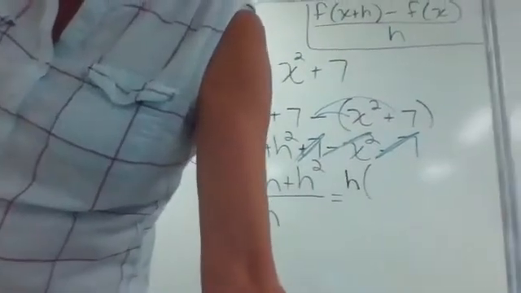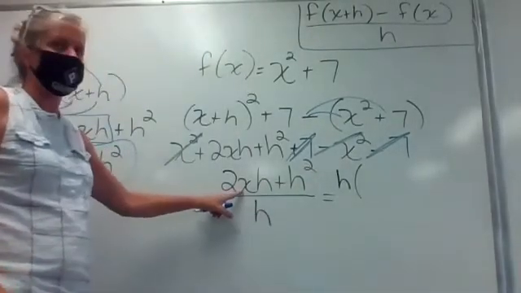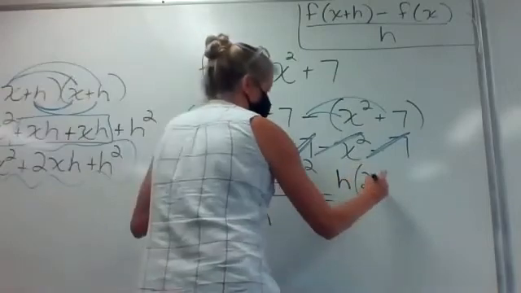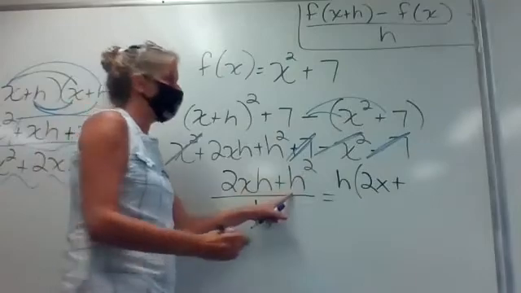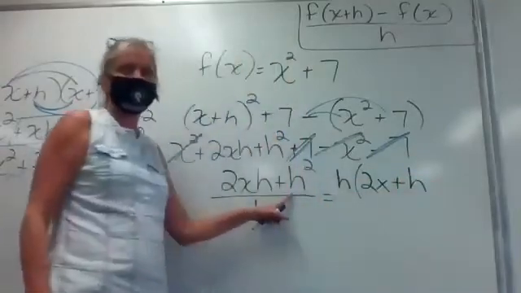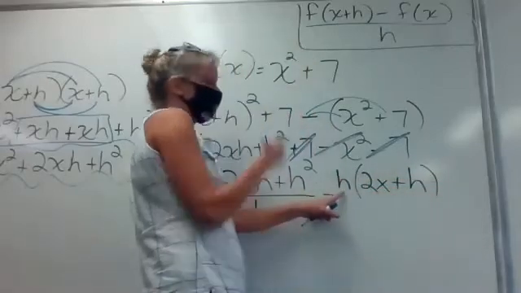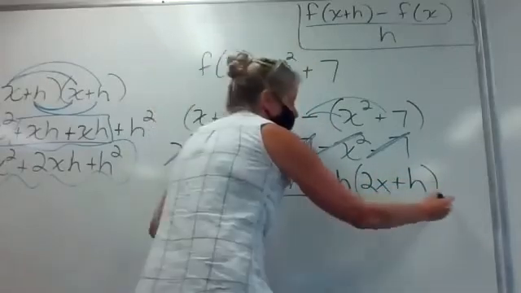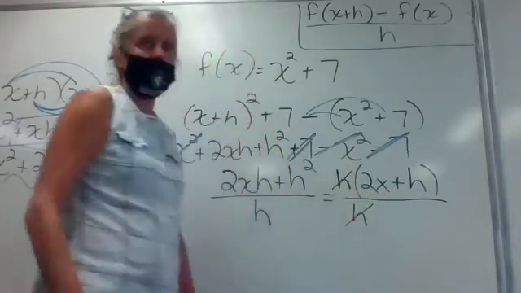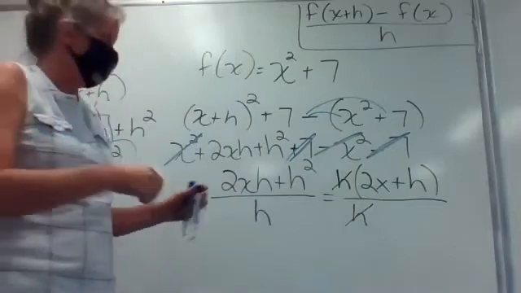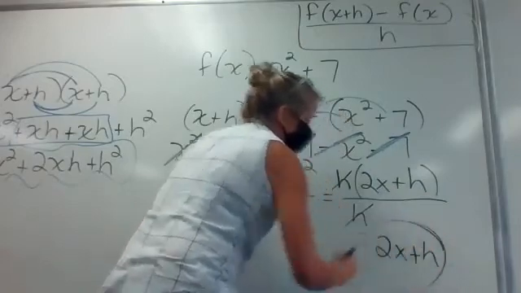If you take an h out of both of those terms, if you take the h out of this one, what's left? Just the 2x plus, if you took an h out of h squared, you still have an h, right? You just took one of them out. Why did I pull this h out in order to simplify? Because again, what's your denominator? H, cancel, cancel. So all you have left is 2x plus.